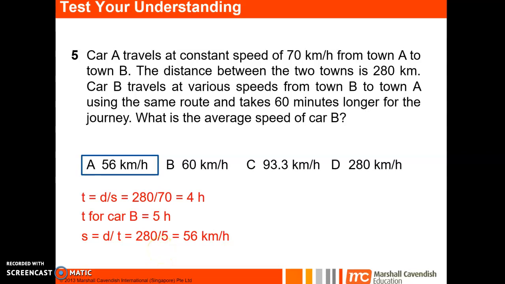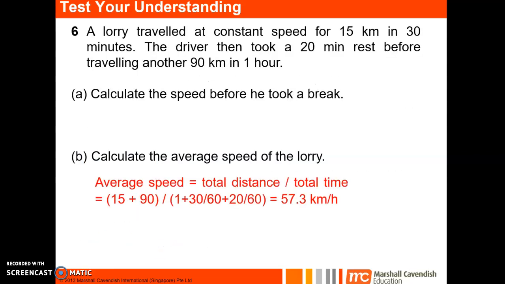Hope that this example is not too difficult for some of you here. If you need clarifications, you can go back and ask your teacher during the normal school days. Now let's take a look at question 6.